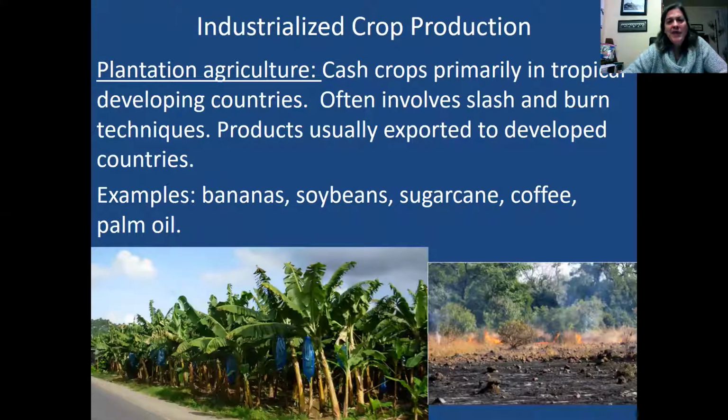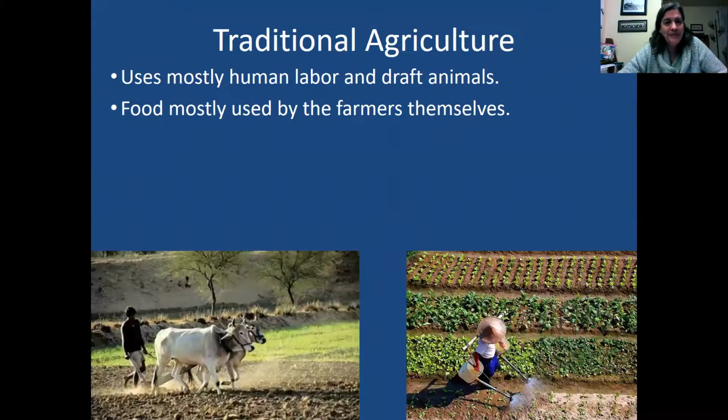And just another kind of a subtype of industrialized crop production is called plantation agriculture, mostly thought of as being done in your tropical countries. So your crops, bananas, soybeans, sugarcane is a big one, coffee, palm oil is another big one. Often they're going to do a slash and burn or clear cutting type situation to get those plantation agriculture going. And you saw some of that in the biodiversity unit.